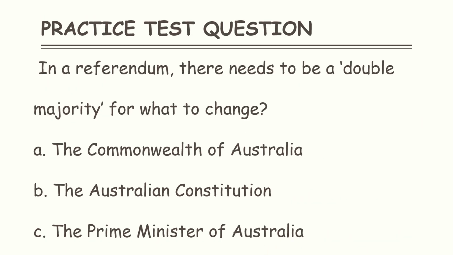Let's have a look at a practice test question. In a referendum, there needs to be a double majority for what to change? A. The Commonwealth of Australia. B. The Australian Constitution. C. The Prime Minister of Australia.